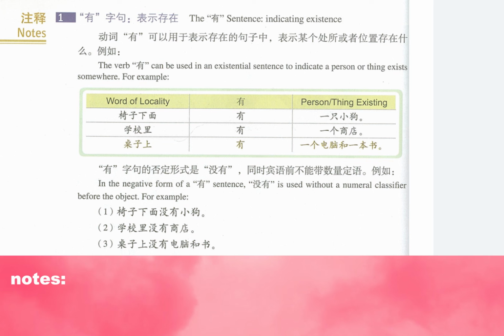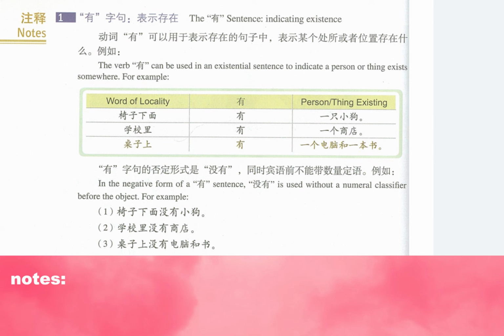椅子下面没有小狗。There is no puppy under the chair. And I just want you guys to make a comparison between this sentence and the very first sentence we just learned, which is there is a puppy under the chair, in that green box, right? The only difference is the latter sentence has one more character, 没.